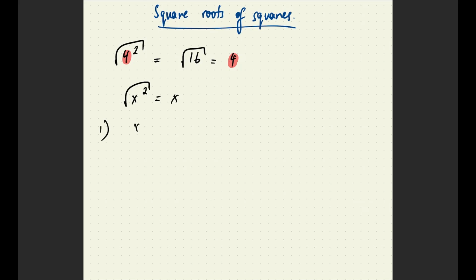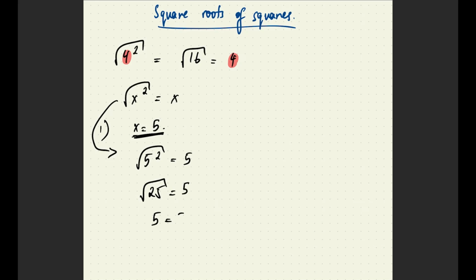First, let's say that our x is equal to 5. If this statement were true, then I would have the square root of 5 squared to be equal to 5, right? We know that 5 squared is 25, so the square root of 25 should be equal to 5, and the square root of 25 is indeed 5, and 5 equals 5. So pretty good so far, right?